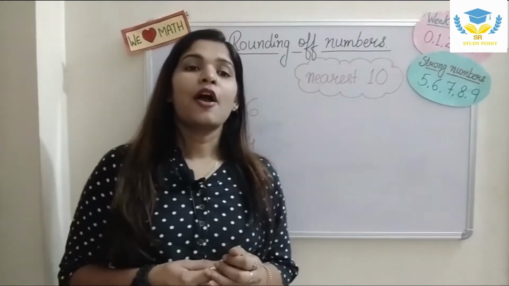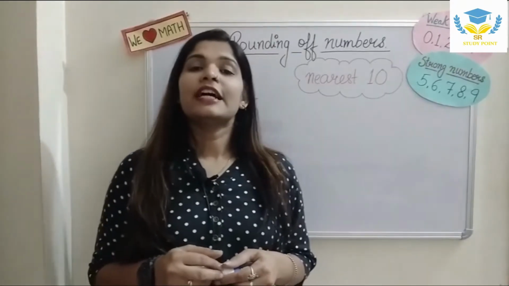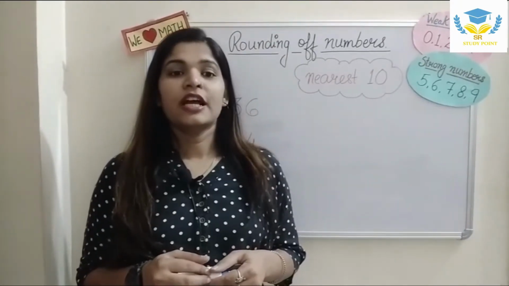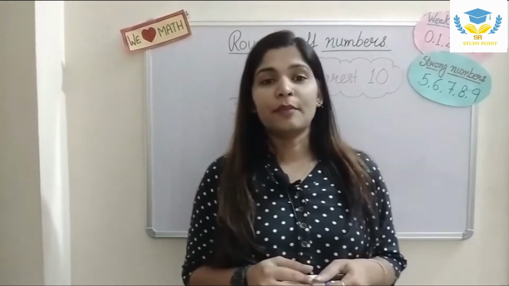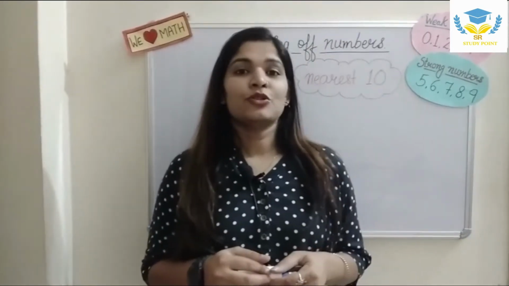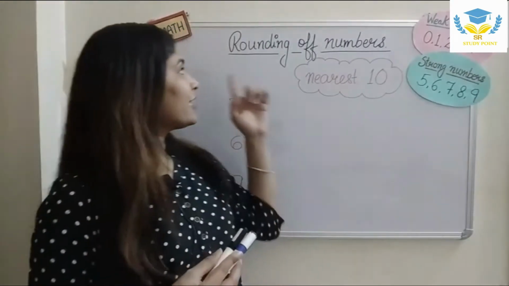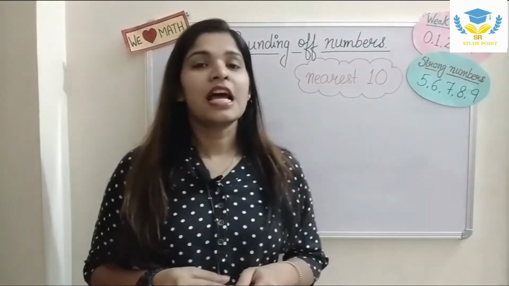So children, when we round off a number, we give the approximate number rather than the exact value. It gives a value of the number which is very close to the actual value. So I hope you have guessed now that today's topic is rounding off the numbers. Rounding off the number is very simple.